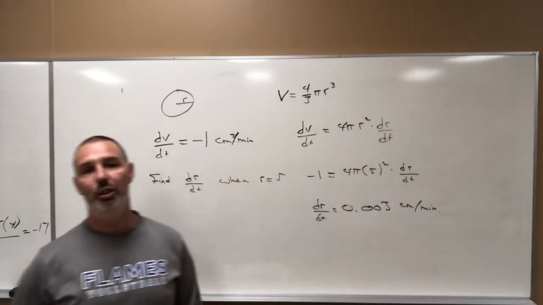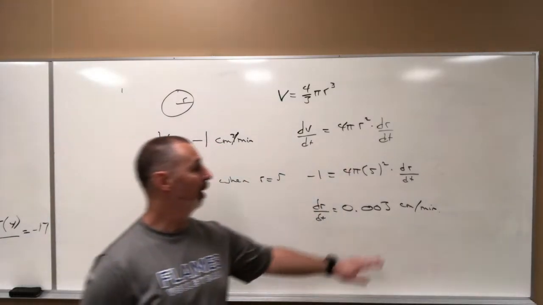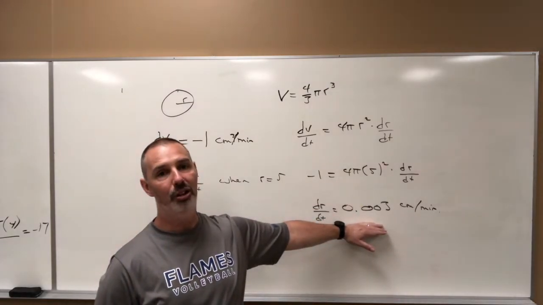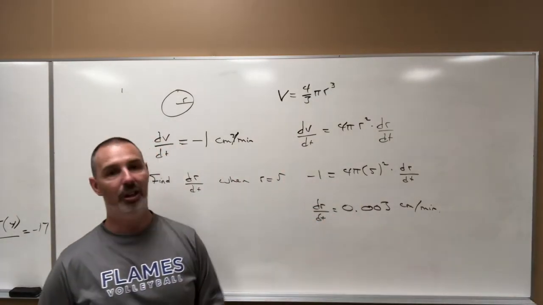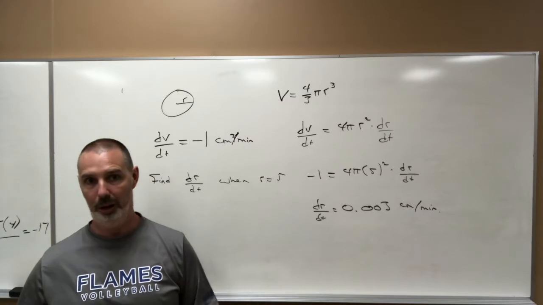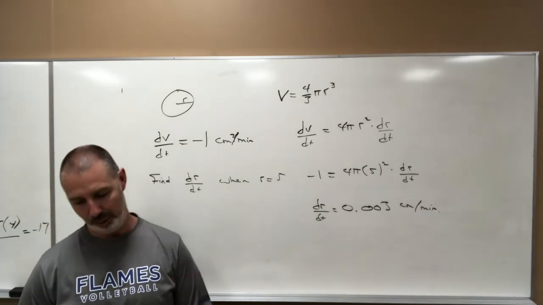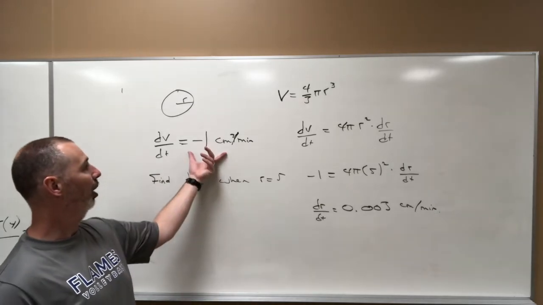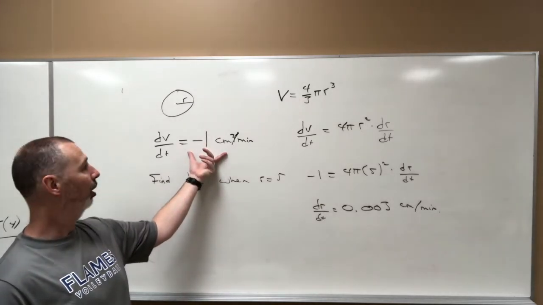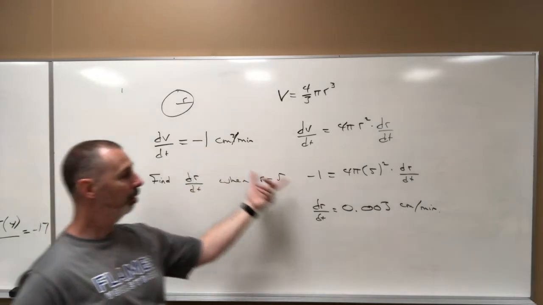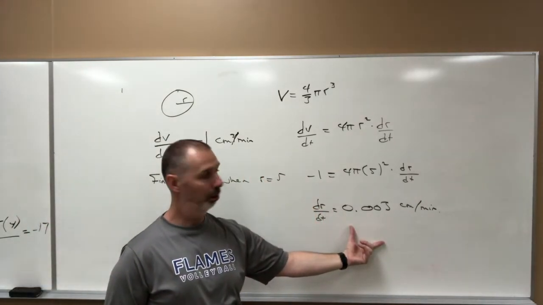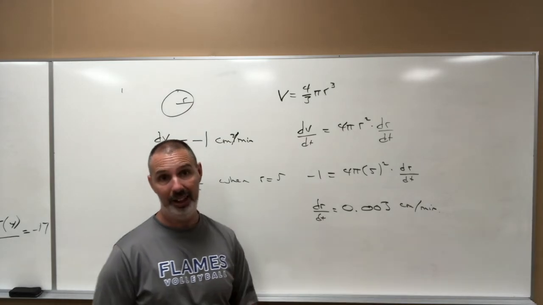Okay. As we do these questions, make sure you have units in your answer. I don't need to see the units in the work for these ones, but I do want to see units in your answer that give us an answer that makes sense to the question. So what this is saying is, as the volume is decreasing at 1 centimeter cubed per minute, the radius is changing by 0.003 centimeters per minute. All right, it's just that easy.